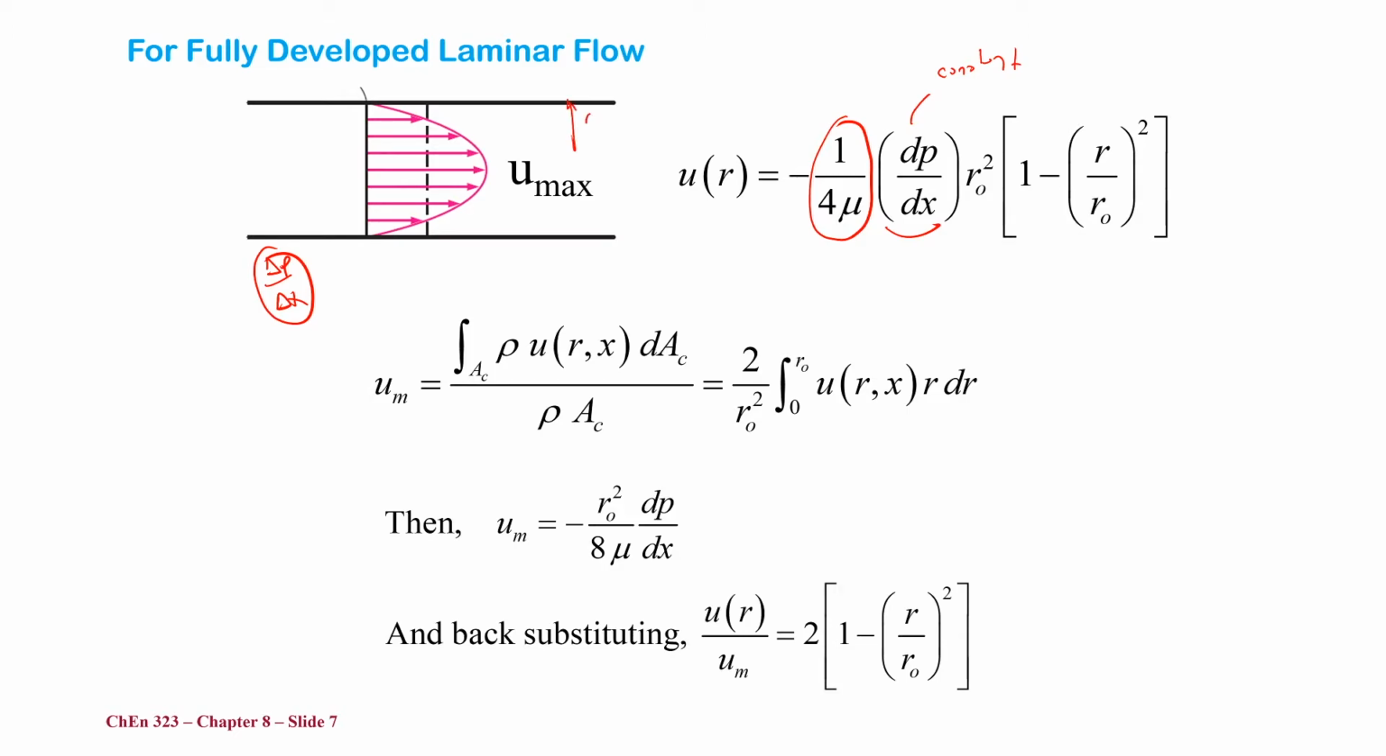And R0 is our radius. R is the position, any position R here. So this is telling us how the velocity is changing with R. And this shape is a parabola.